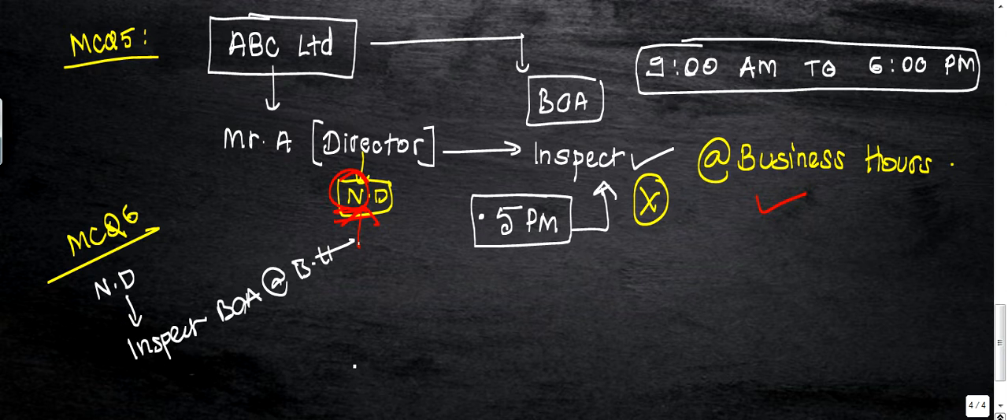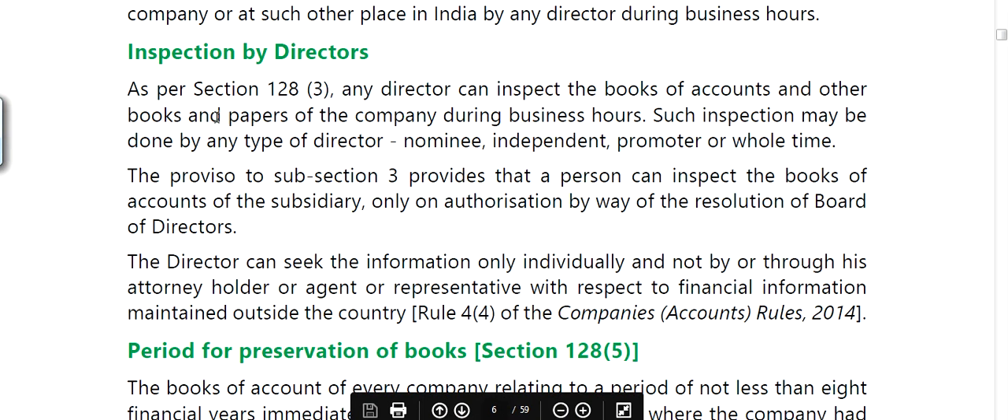As per section 128 subsection 3, any director can inspect the books of account and other books and papers of the company during business hours. Such inspection may be done by any type of director: nominee, independent, promoter, whole-time. The proviso to subsection 3 provides that a person can inspect the books of accounts of a subsidiary only on authorization by way of resolution of the board of directors.